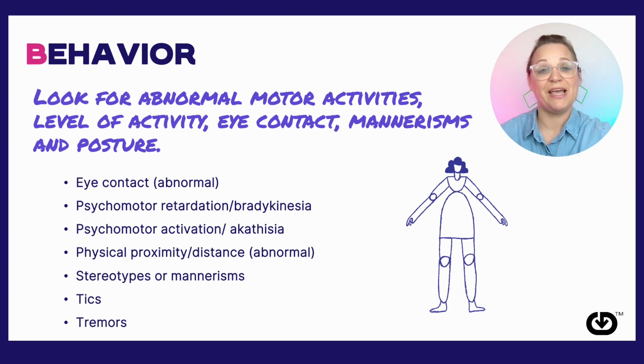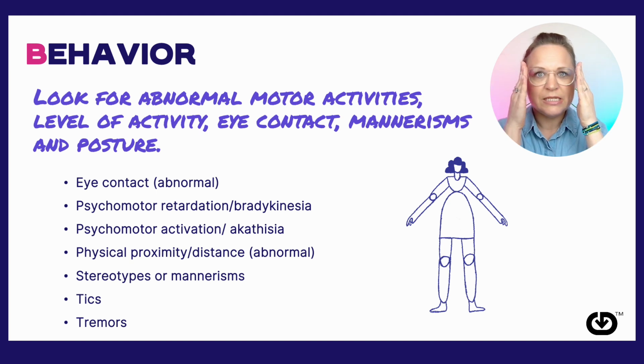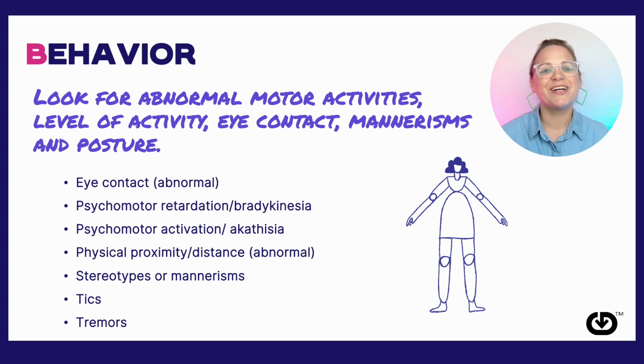Next, you're going to look at behavior. You're going to look for any abnormal motor activities, level of activity, eye contact, mannerisms, and posture. We're going to look at things like abnormal eye contact, either not making eye contact at all or staring deeply into your soul. We're going to look for psychomotor retardation, also known as bradykinesia. So brady means slow, kinesthetics means movement, and so psychomotor retardation or bradykinesia means slow movement.